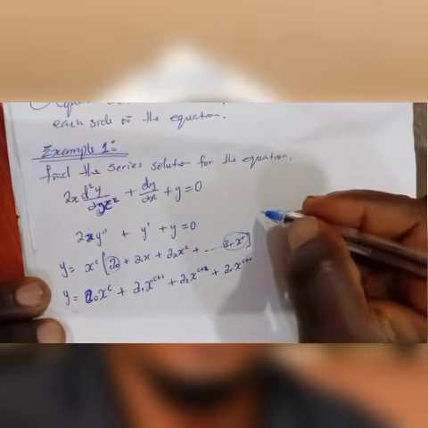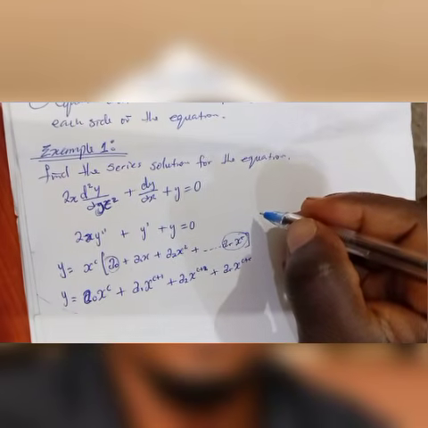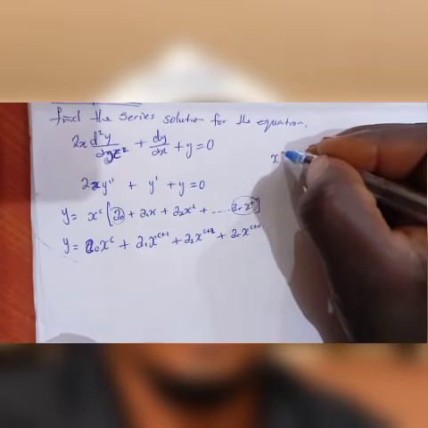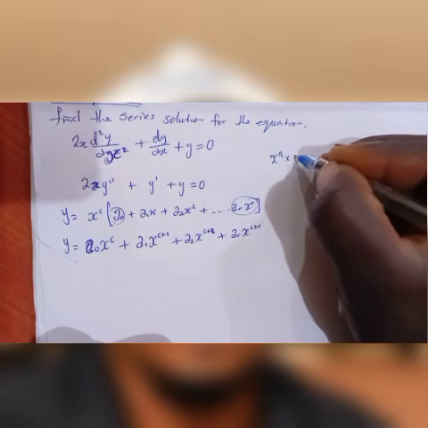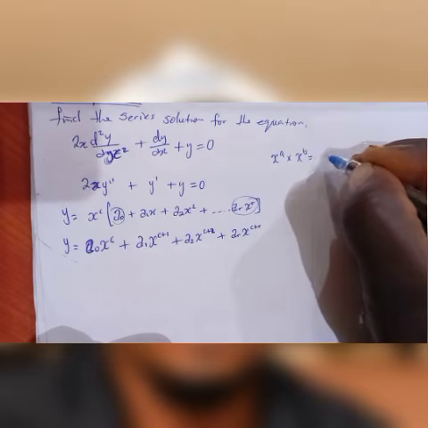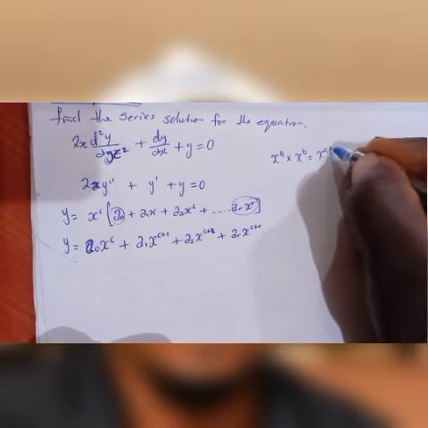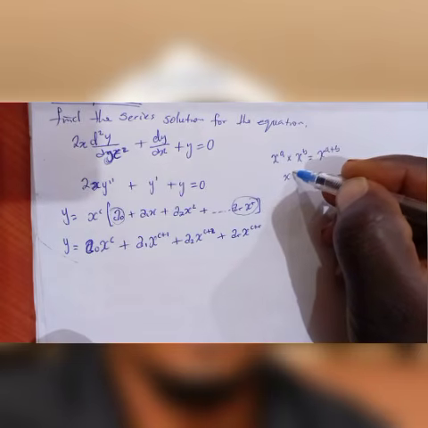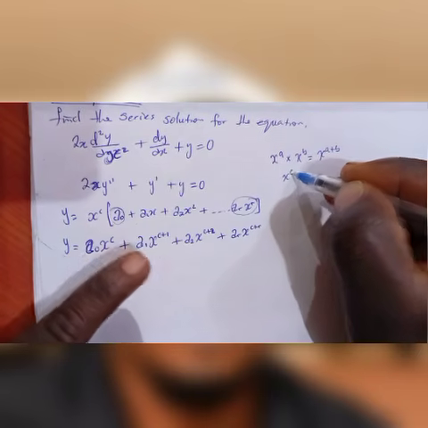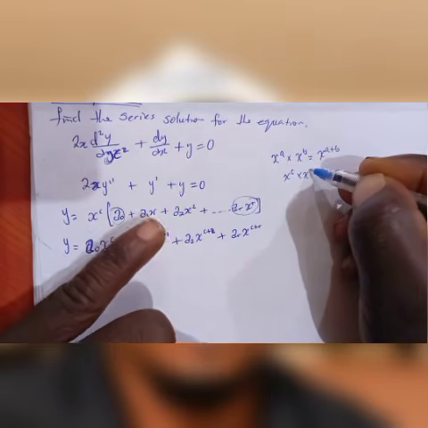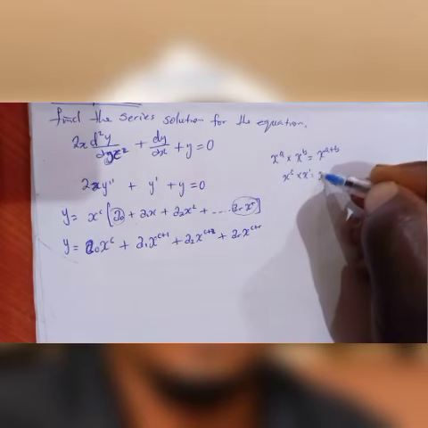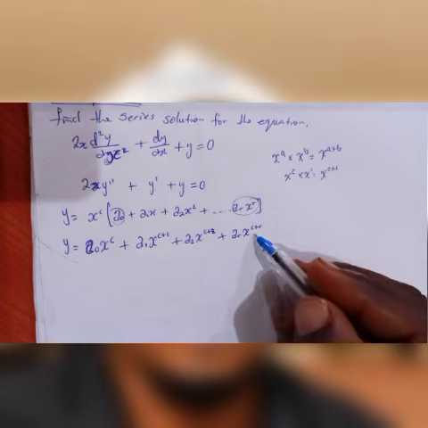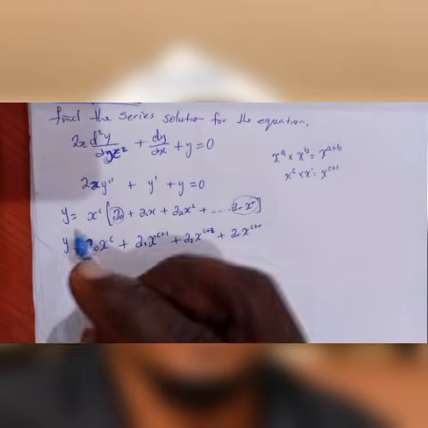If you remember indices, when you have x raised to the power a multiplied by x raised to the power b, it is the same thing as x raised to the power a plus b. So that's what we did here. We have x raised to the power c multiplied by x, which is x raised to the power 1. So we're going to have x raised to the power c plus 1. That's what happened here, here, and here. So let's move further.